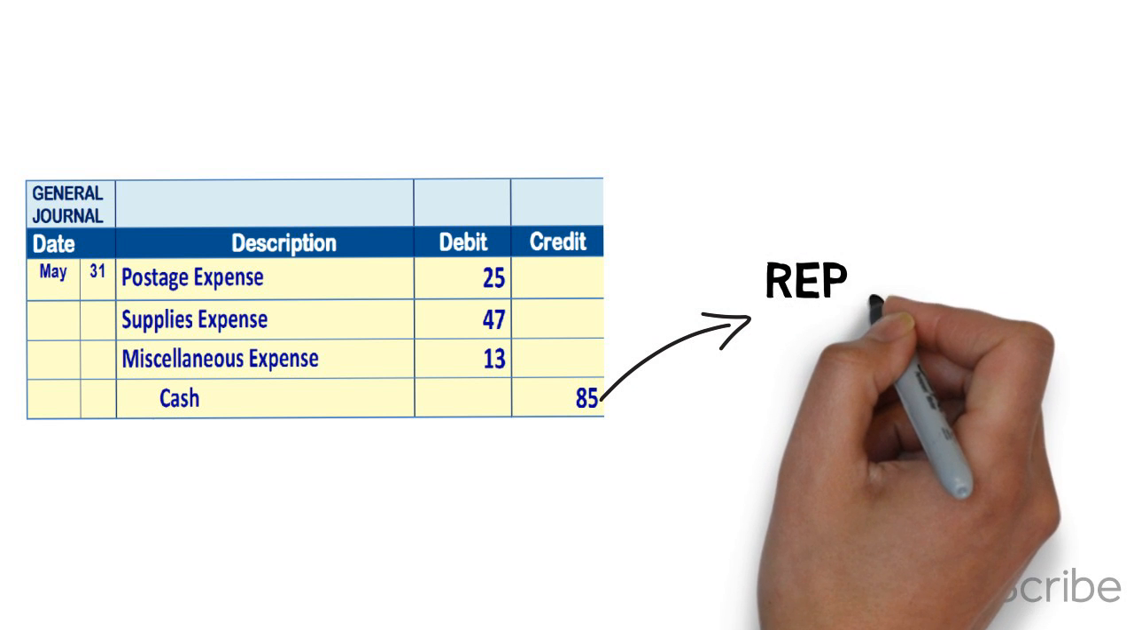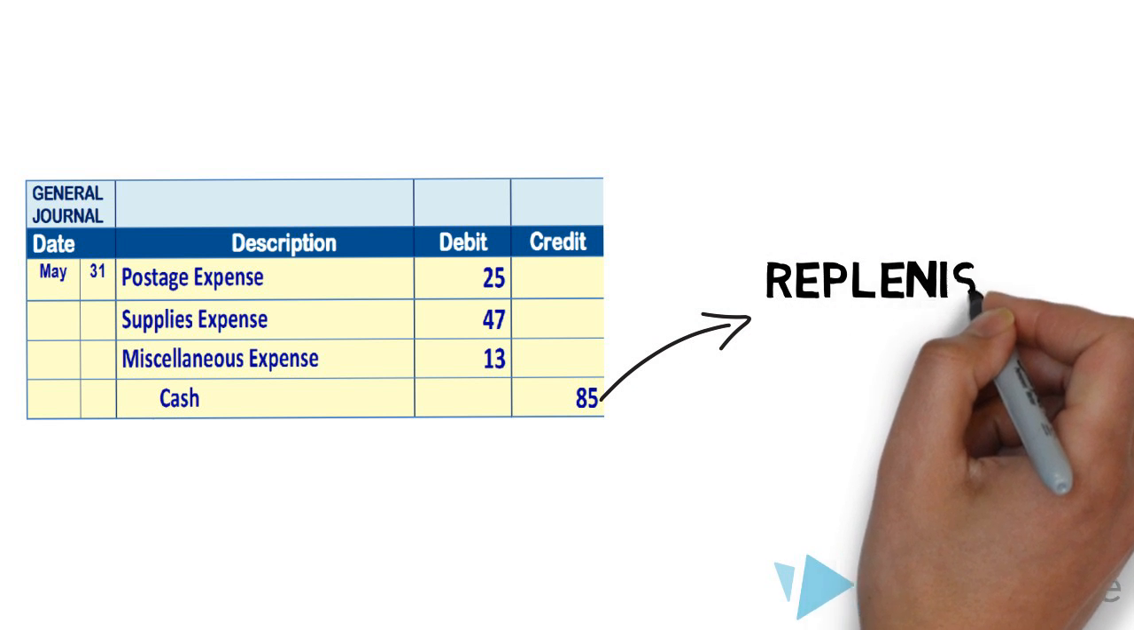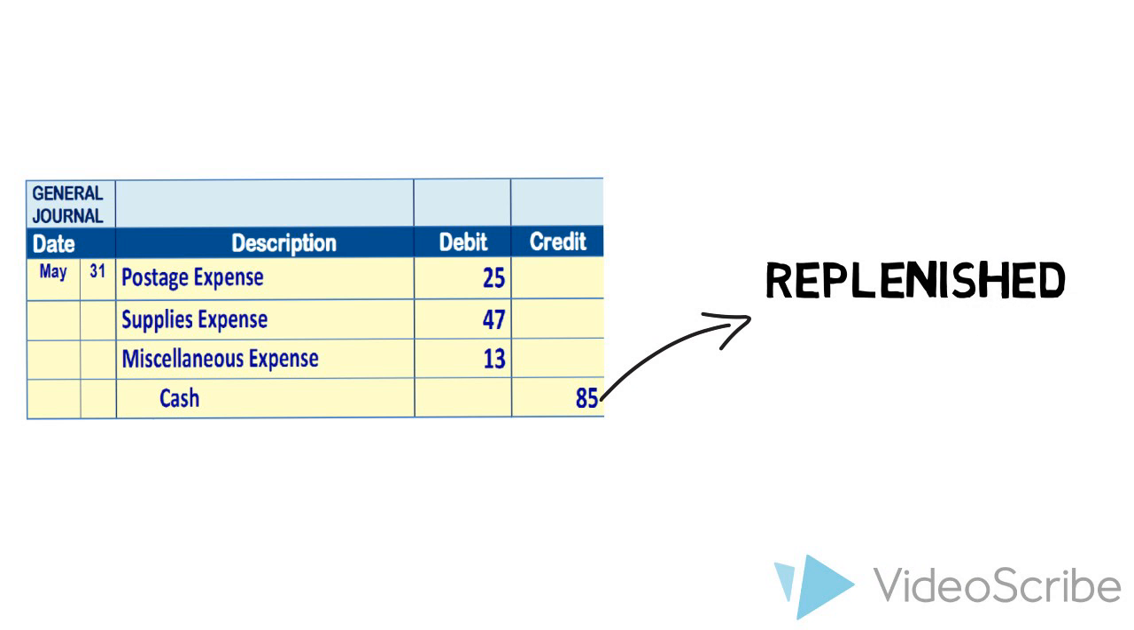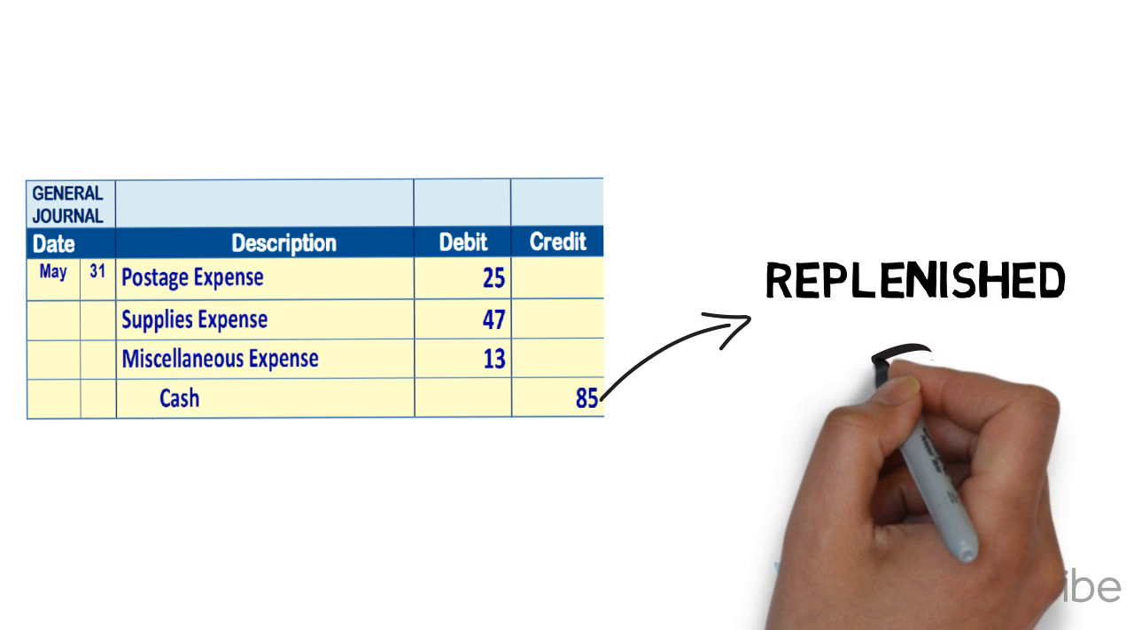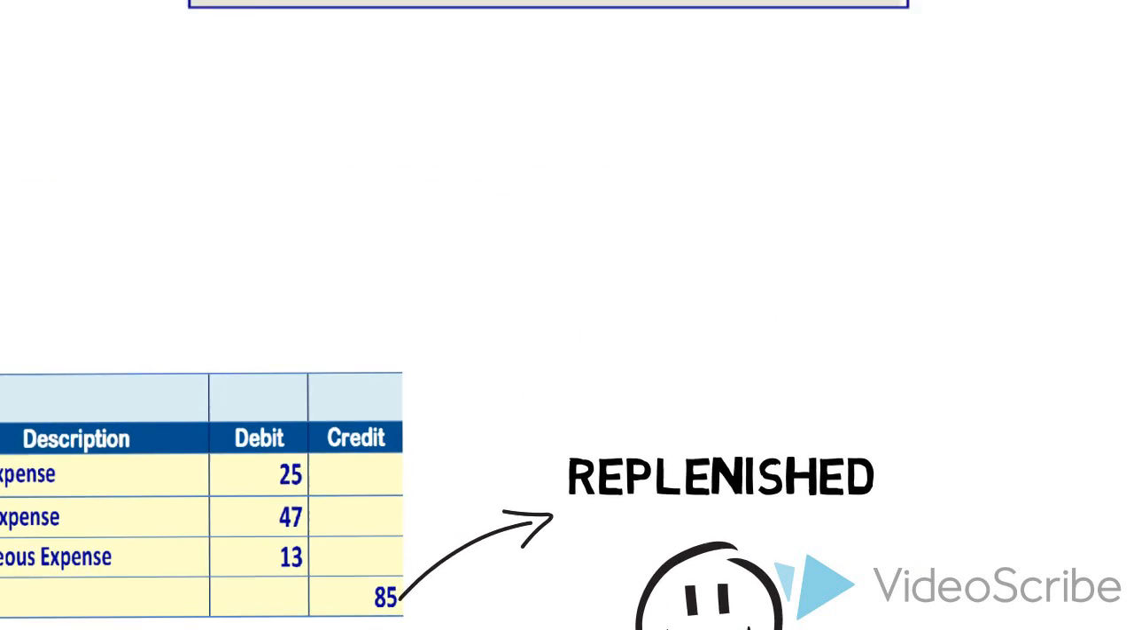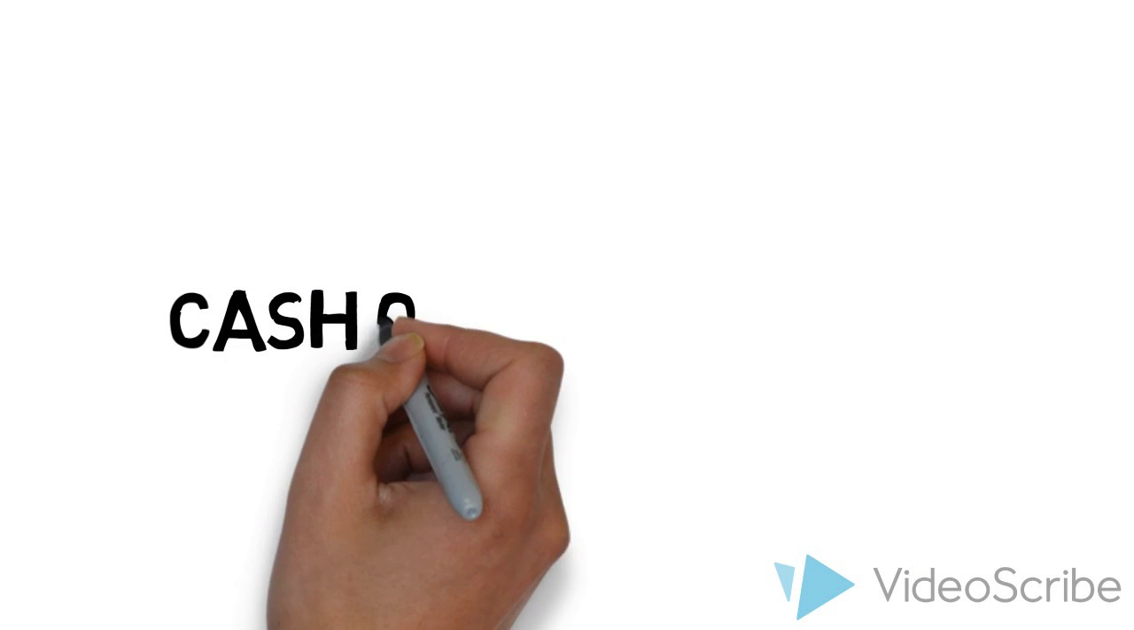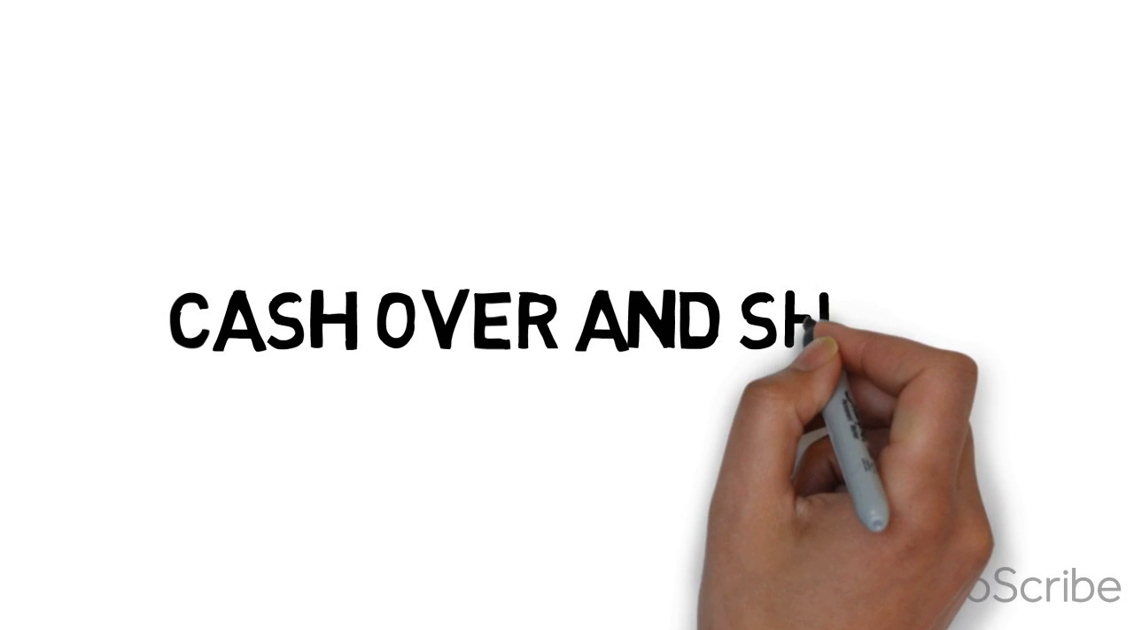As we can see, the expense accounts are debited to account for their usage, while the cash account is credited in order to replenish the funds. In a real-world scenario, however, the total amount of receipts do not always match the amount of cash required for replenishment. This is called cash over and short.